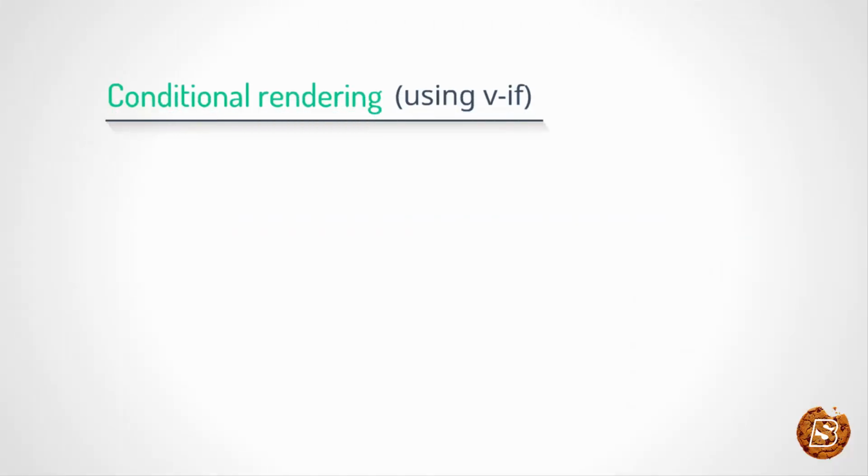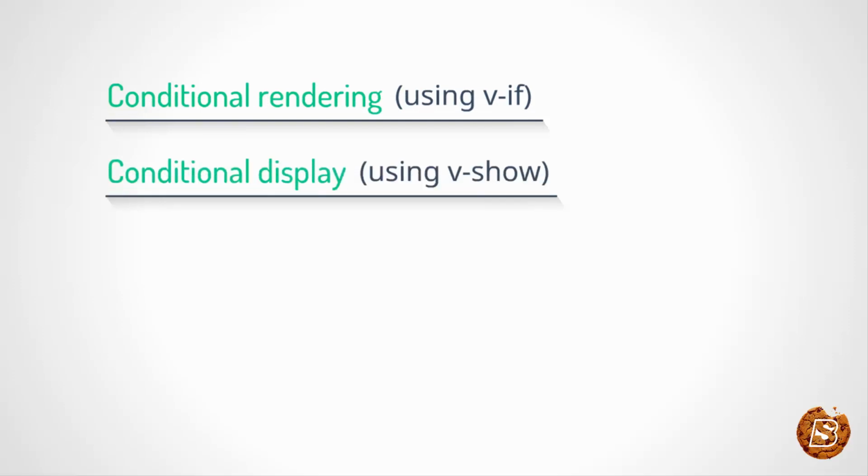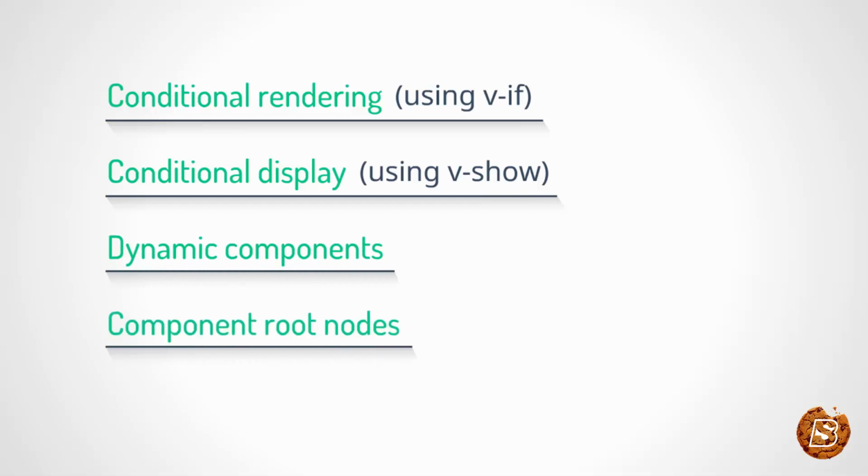That's conditional rendering using the v-if directive, or conditional display using the v-show directive, dynamic components, or component root nodes. So let's get started with a simple example to understand the transition wrapper component.